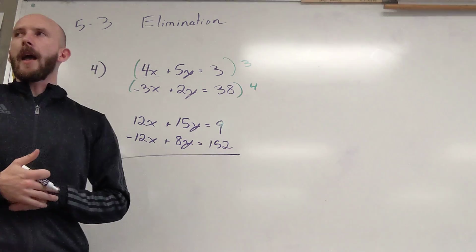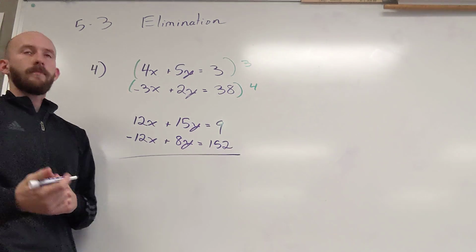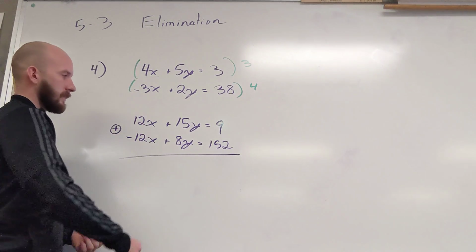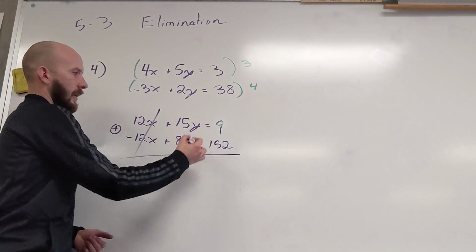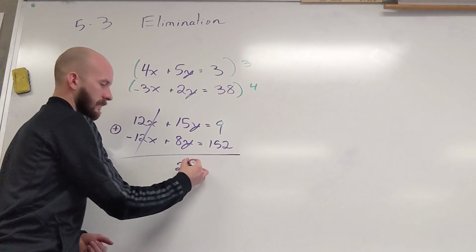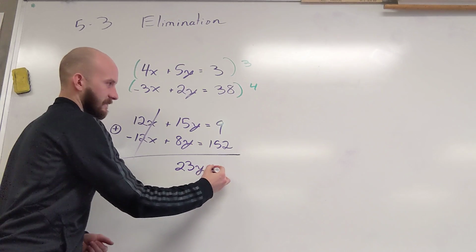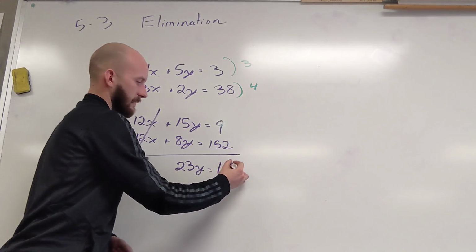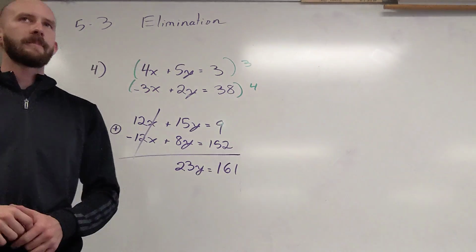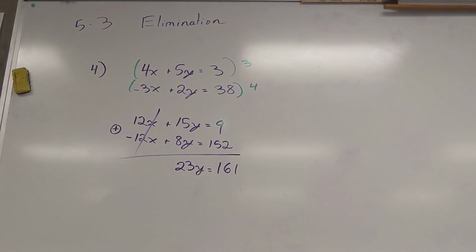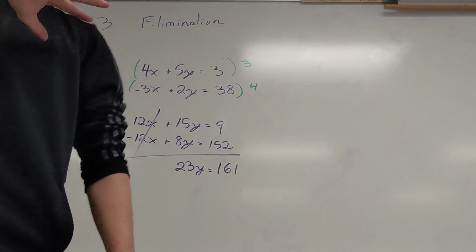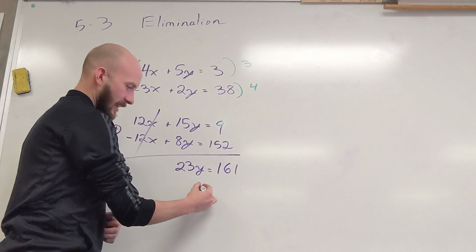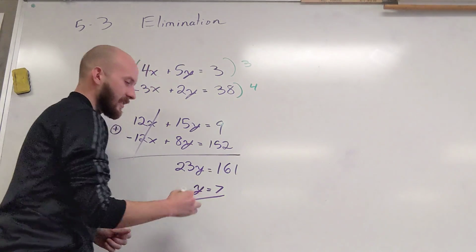Okay. So do I add or subtract now? Add. So 12 plus negative 12, nothing, cancels out. 15 plus 8, 23. Okay. And then 9 plus 152, 161. Okay. And now I just need to divide. Back to this. Okay. I know, crazy. We should get y equals 7.